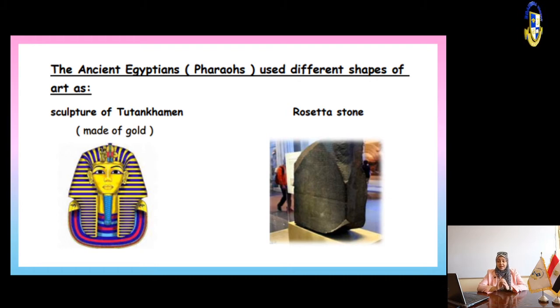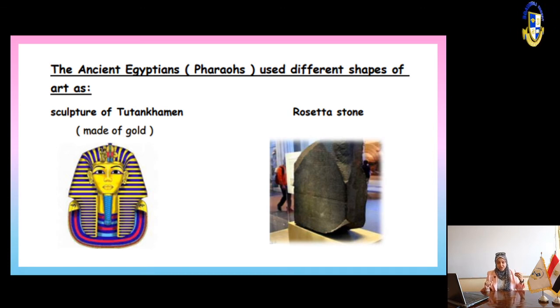Let's talk about the ancient arts. The ancient Egyptians, or pharaohs, used different shapes of art, such as the sculpture of Tutankhamun. Okay, it's made of gold. If you went to the museum before, you've seen this sculpture. As you can see, it's like a mask, made of gold for the king Tutankhamun. Okay, this one, it's an art.